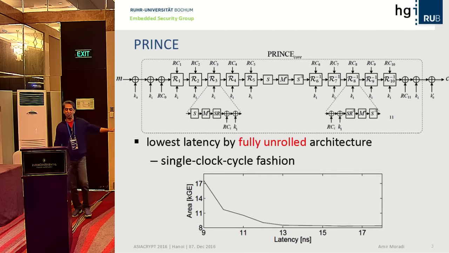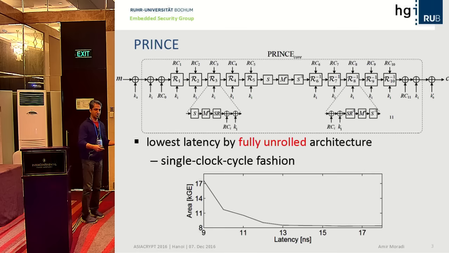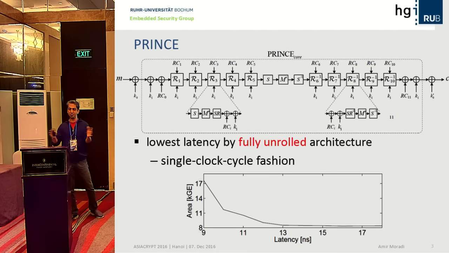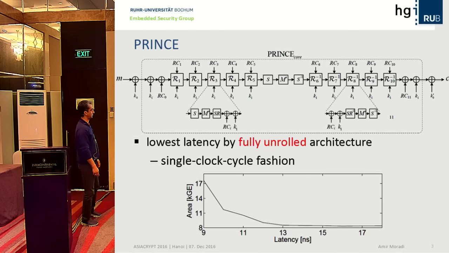Of course, this is for one particular library and technology. If you change the technology, this figure changes. Then the idea was a single cycle implementation, a fully unrolled architecture that is completely between the processor and the memory. Then you don't need to care about anything, you just give the plaintext, and the ciphertext is ready after, let's say, a maximum of 30 nanoseconds, or 9 nanoseconds, or the other way around for the decryption.